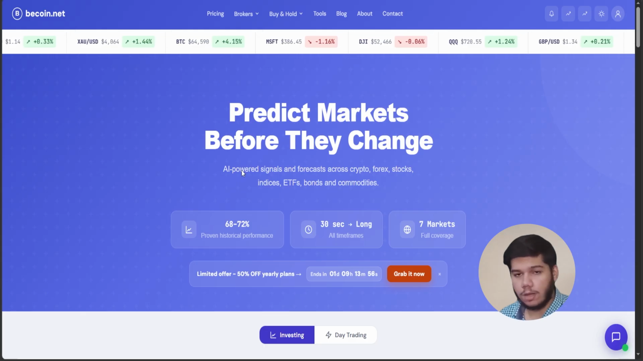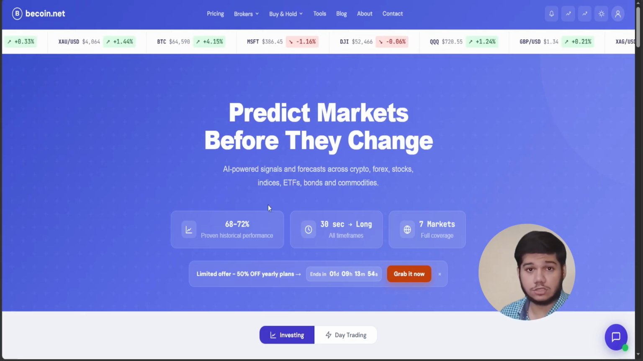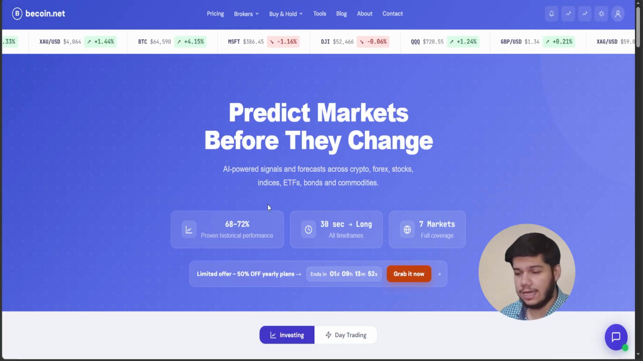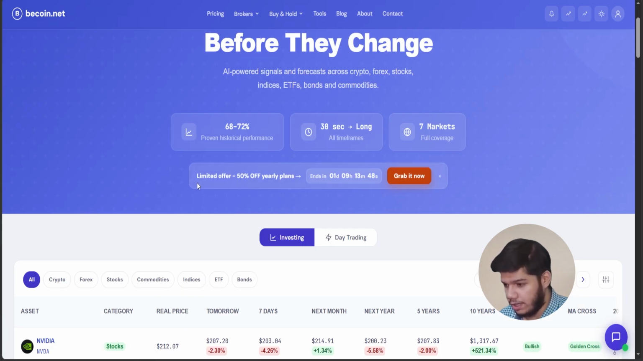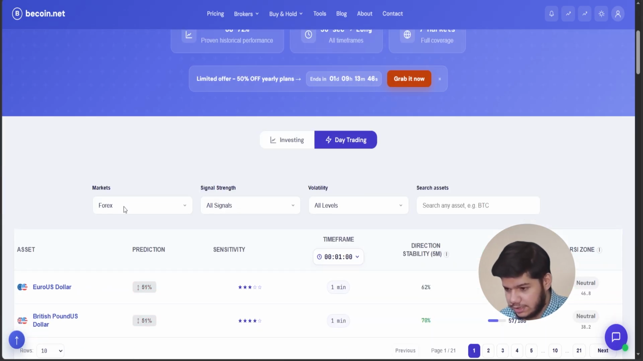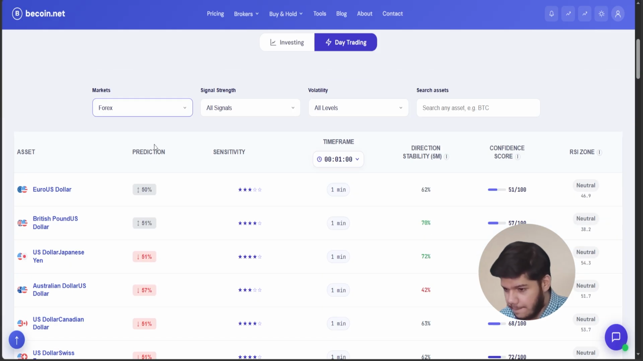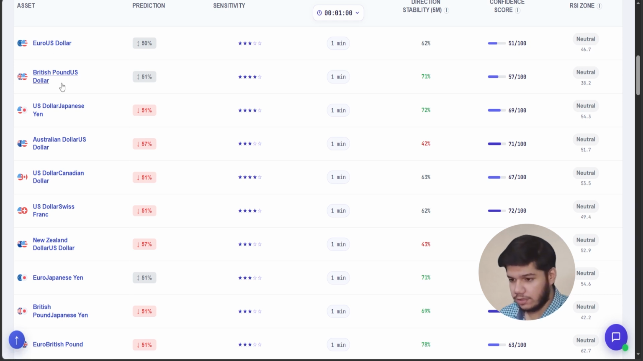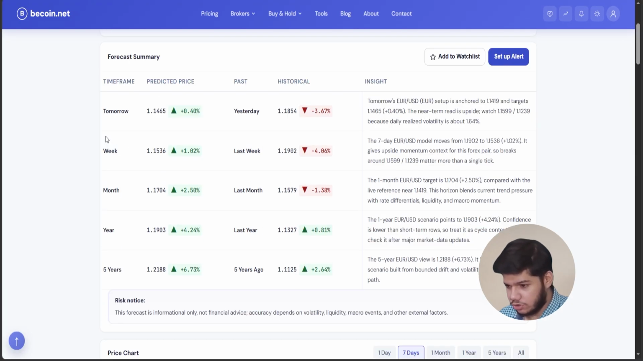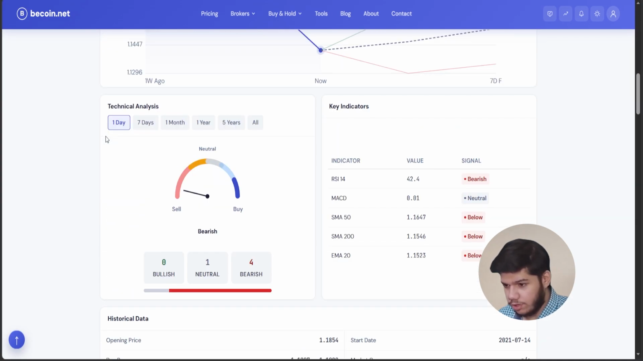So now let's talk about how we can analyze the support and resistance levels using the AI and the manual. If you come on the front page of Bitcoin.net, click on day trading right here, and select the market Forex from here. Now, let's suppose I am searching for the Euro US dollar SR levels. If I click on it right here and scroll down a little bit, here you can find the technical analysis zone.